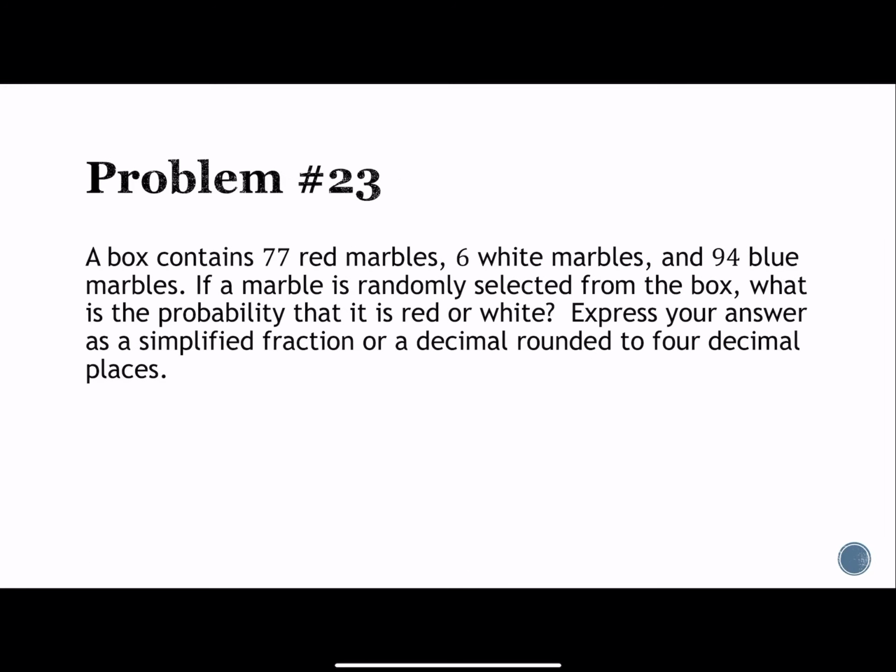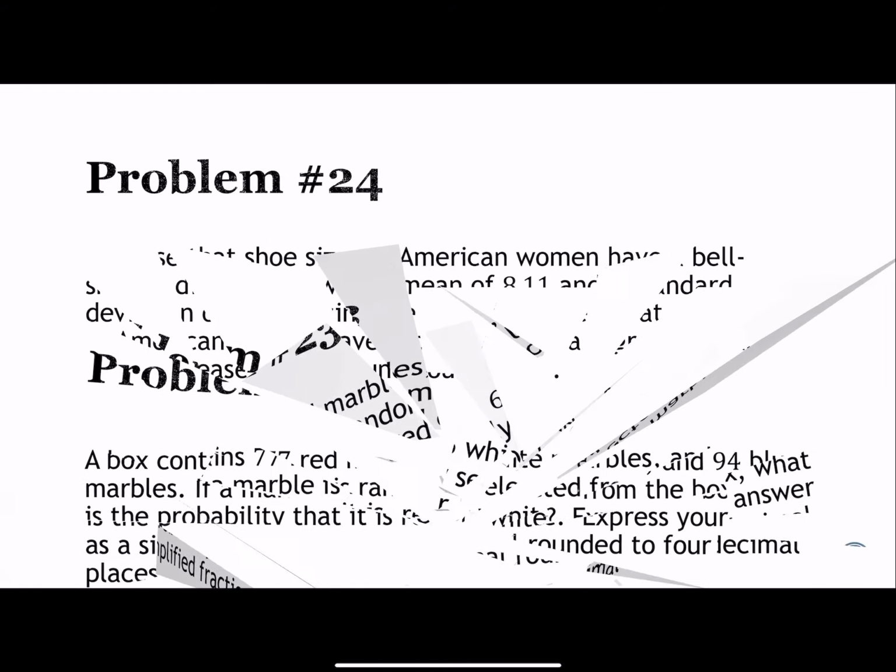Box contains 77 red marbles, 6 white, 94 blue. If a marble is randomly selected, what is the probability it is red or white? This, ladies and gentlemen, is Chapter 4. There's your key word, or, which means to add the probabilities. And so the question is then, can we have a marble that is both red and blue? So think about that because they're very specific in what we have here. And again, that helps you to determine which of the two formulas you have to use. But again, coming from Chapter 4, adding probabilities.